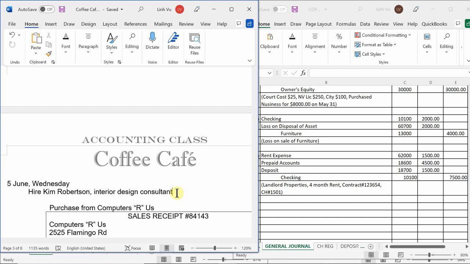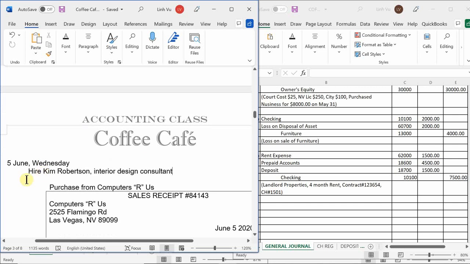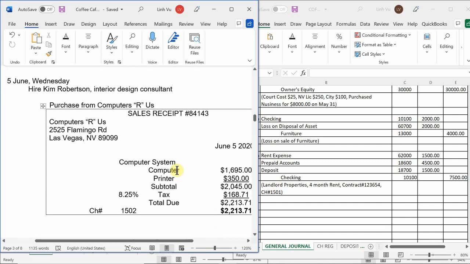Did they come to the store today and do the job for us? The assumption is yes, but they didn't bill us. We don't know how much we owe this person, and no money was paid. So all we did was simply hire them. That means we should be expecting a bill from Kim Robinson soon because Kim decided to do some service for us. So no transaction is necessary here, but now we know we have to look forward to Kim Robinson's invoice.